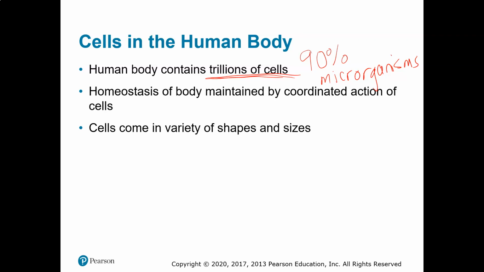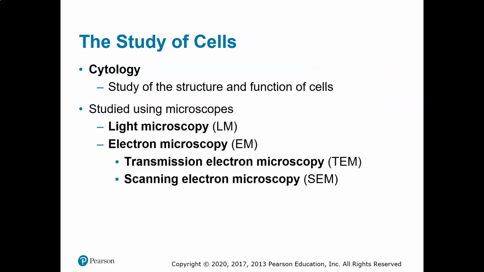Homeostasis of the body is maintained by coordinated action of cells, cells communicating and coordinating their actions. And then, of course, cells come in a variety of shapes and sizes. The study of cells is called cytology. Cyto means cell. Logy means study of. We study cells using light microscopes, which is what you find in a typical college biology laboratory, and electron microscopes. There are two types, the transmission electron microscope and the scanning electron microscope.